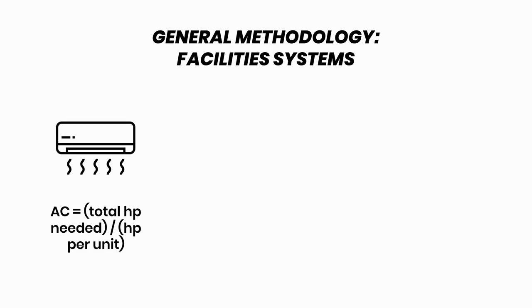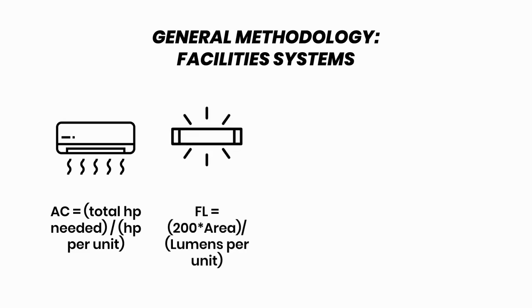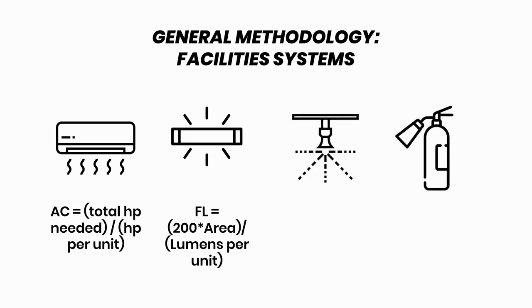For facility systems, the number of air conditioners can be determined by the total horsepower needed, which can be computed from the total area needed to be cooled, divided by the available horsepower per air conditioning unit. The number of fluorescent lamps can be determined by using the recommended minimum of 200 lux, or lumens per square meter, for normal activities and the total area needed to be lit. The number of sprinklers and fire extinguishers will follow the building standards.